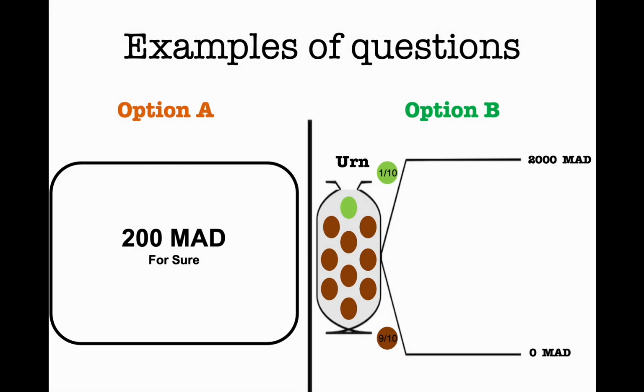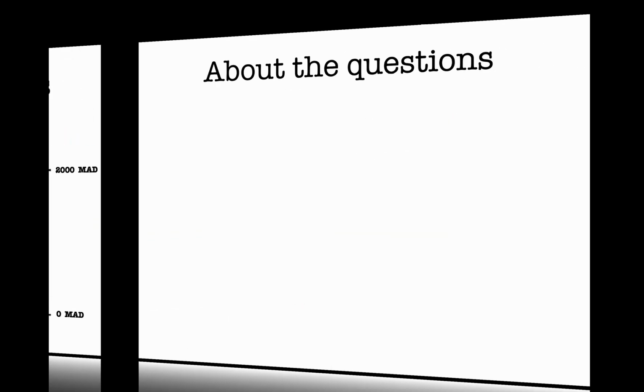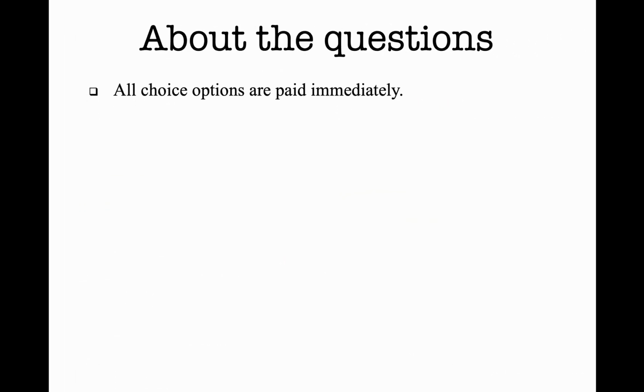In this last example, option A offers a certain gain of 200 dirhams. Option B contains one urn with 1 green ball and 9 brown balls. If a brown ball is drawn, you will receive 0 dirhams. Else, if a green ball is drawn, you will receive 2000 dirhams. Here are some notes on the questions. All choice options are paid immediately.